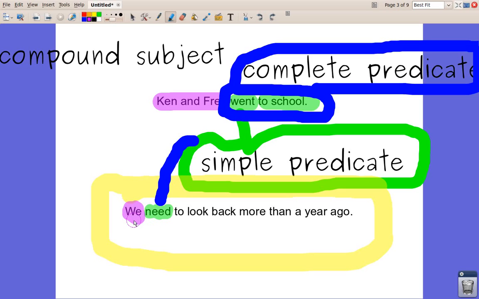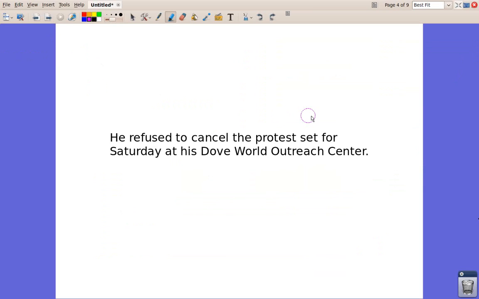So we have a purple subject, green predicate. Try again. This one's a little more complex. Again, this is also from today's newspaper. He refused to cancel the protest set for Saturday at his Dove World Outreach Center. Again, we have a very similar situation to the last one, where we have a couple verbs near each other. But see if you can identify the main verb. And if you said refused, you are correct.